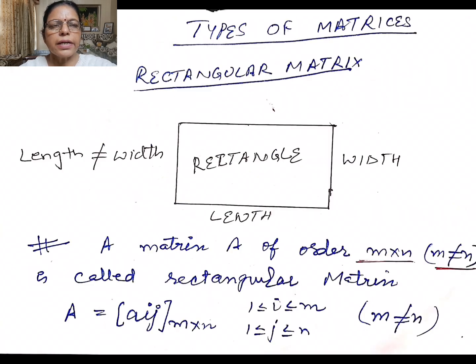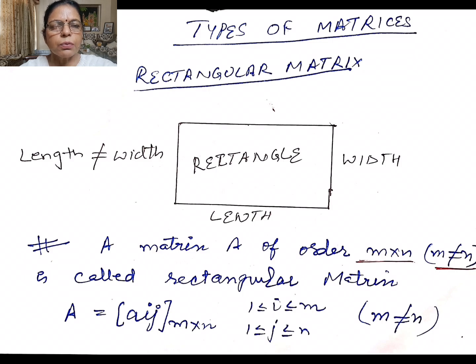Third, we have the rectangular matrix. As we know from the name, rectangle, and we know that it is a closed rectilinear figure with a length and a breadth. Length is not equal to breadth, as we have shown in the picture. Similarly, a matrix of the order m by n, where m is not equal to n, that is, the number of columns is not equal to the number of rows, is called a rectangular matrix.